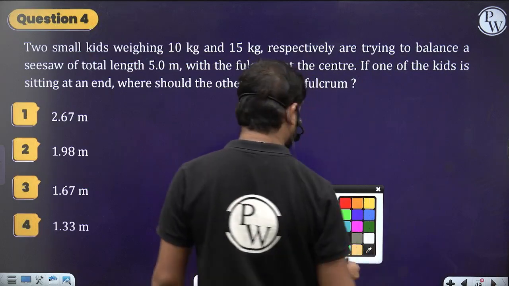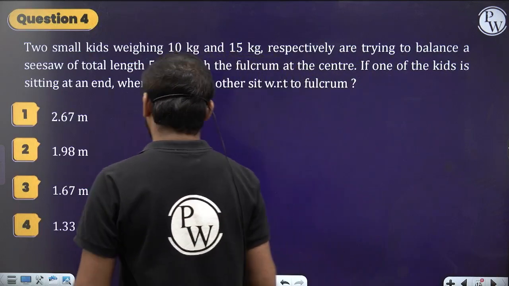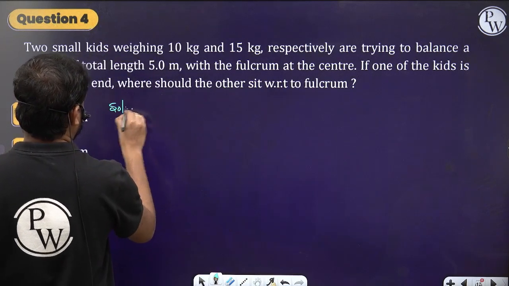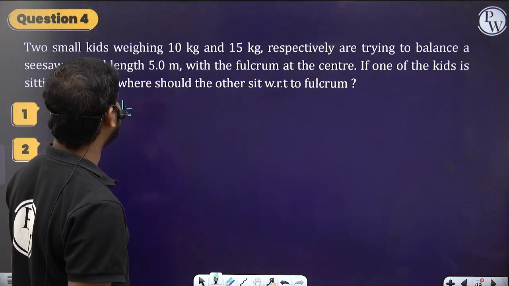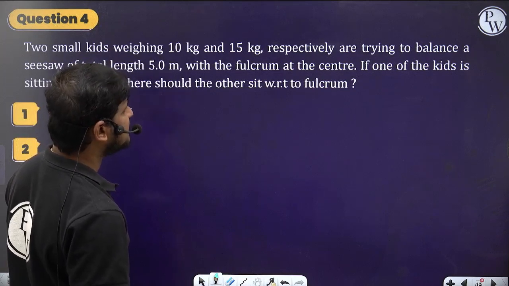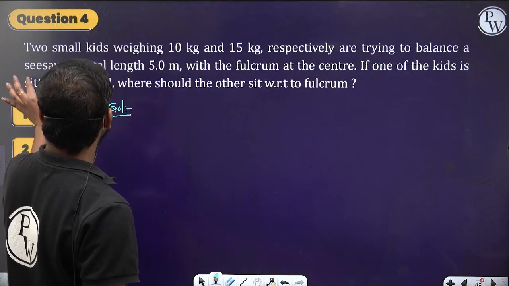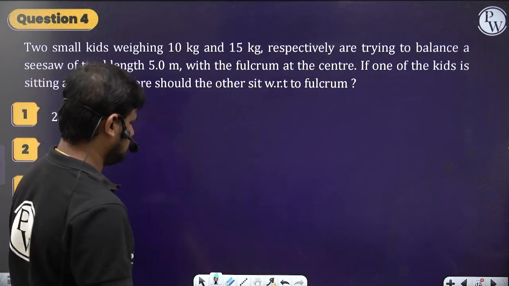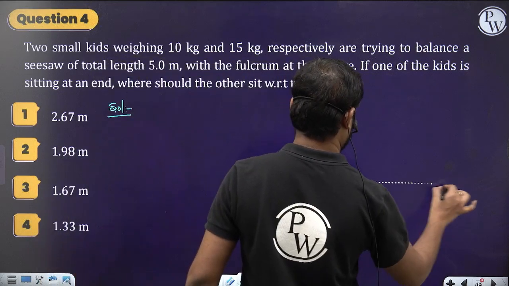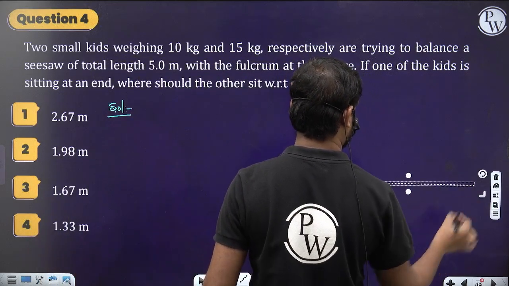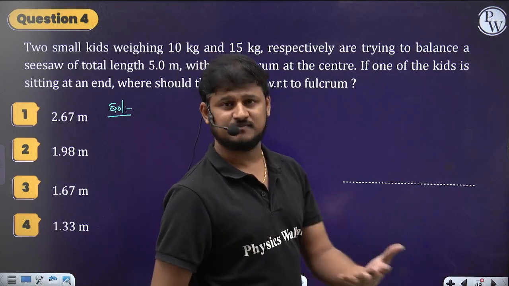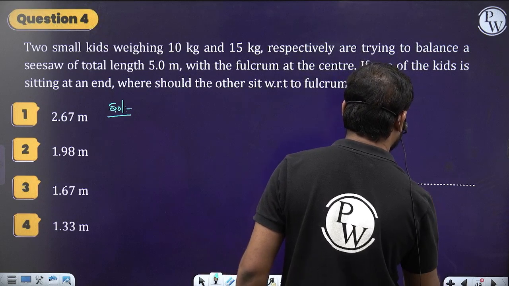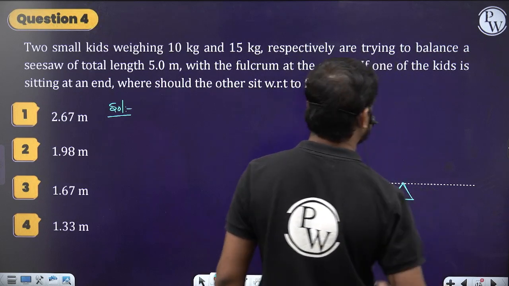Now let's take one more question. What does the question say here? Two small kids weighing 10 kg and 15 kg respectively are trying to balance a seesaw of total length 5 meters, with the fulcrum at the center. See here, this is a seesaw. A seesaw is the one which kids play on at parks, right? So this is the fulcrum, exactly at the center.